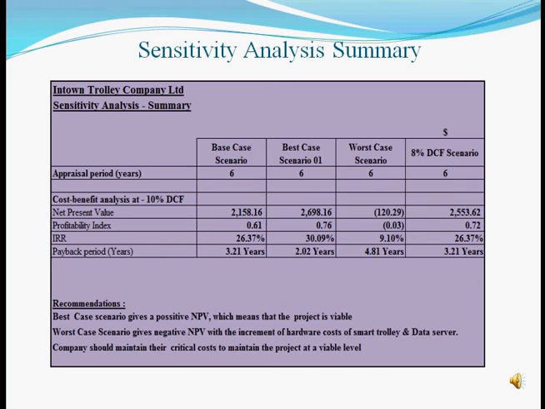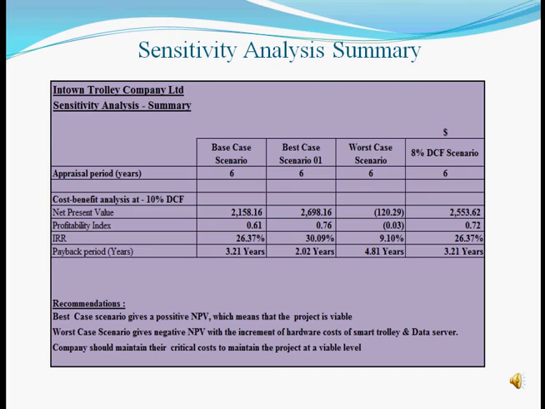As we explained earlier, in the base case scenario, with 10% discount factor, the NPV is $2,158 and the IRR was 26% with a payback period of 3 years. For the best case scenario, 10% increase in the saving of sensors led to a higher NPV of $2,698 with a 30% IRR and the payback period which is improved to 2 years. In the worst case scenario, the NPV is negative with a 9% IRR and the payback period is 5 years. This is due to 28% increase in hardware and the data server cost.